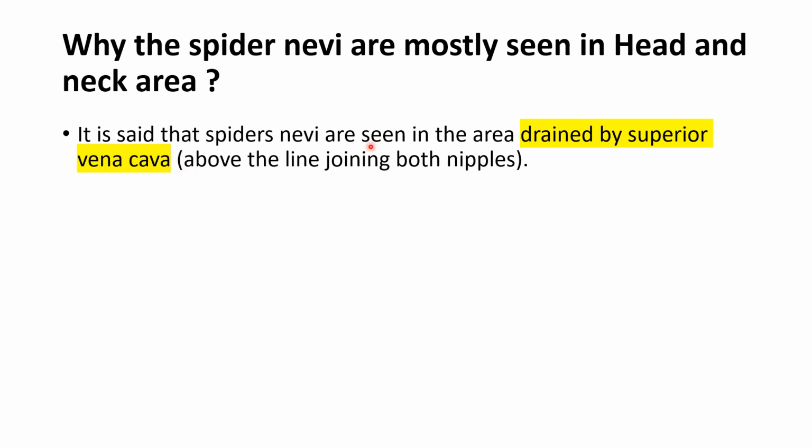It is said that spider nevi are seen in the area drained by the superior vena cava. That is nothing but above the line joining both the nipples, above the nipple level, we can see the spider nevi. So usually they tell like it is the area drained by the superior vena cava. But why specifically only these areas?